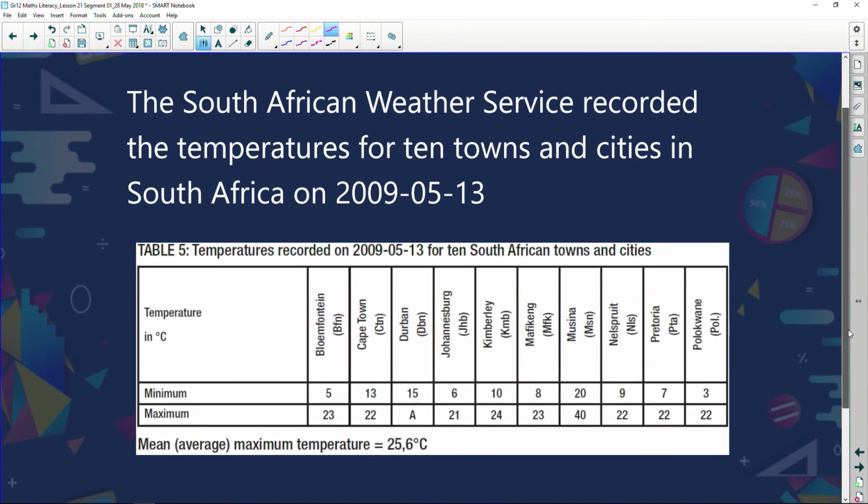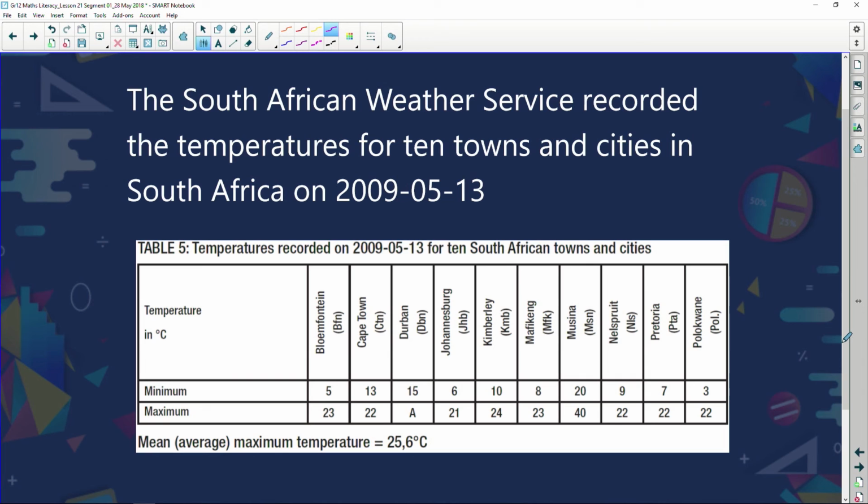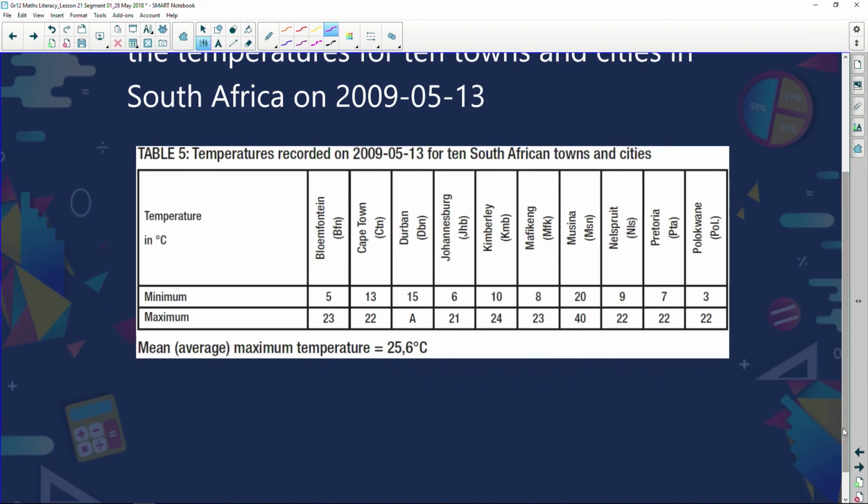Let's have a look here. Here's another example, and I'm just going to go over it quickly because we don't have very much time. The South African Weather Service recorded the temperatures for 10 towns and cities in South Africa on the 13th of May 2009. Now, we get given a whole lot of temperatures, and I bet they'll probably ask, what is the 5-number summary of the minimum temperatures? Okay, so let's do that quickly.